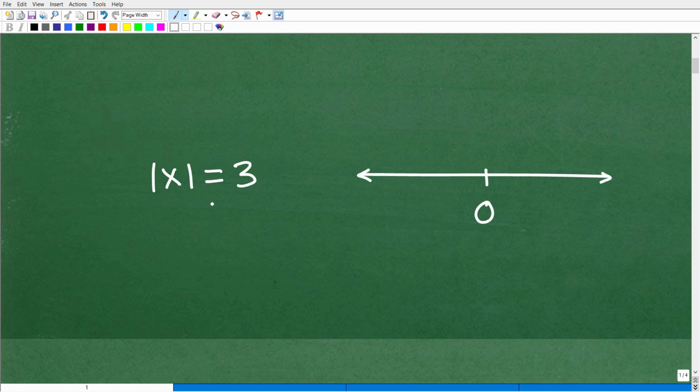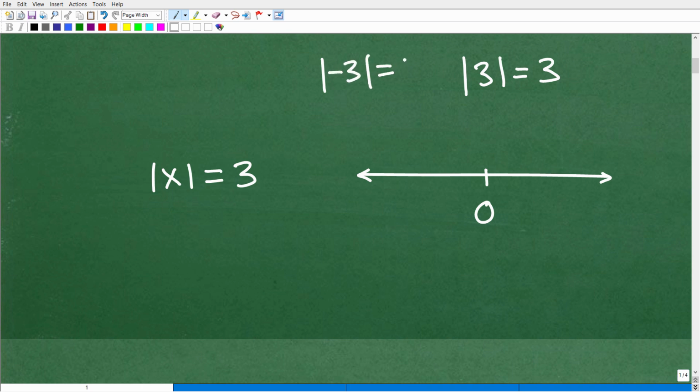So let's take a very simple problem. The absolute value of x is equal to 3. You can see here I have a number line, and this is 0. So what is the absolute value? In other words, if I went absolute value of 3, what is that equal to? Well, hopefully most of you out there would say, oh, that would be equal to 3. Now, how about the absolute value of negative 3? What is that equal to?